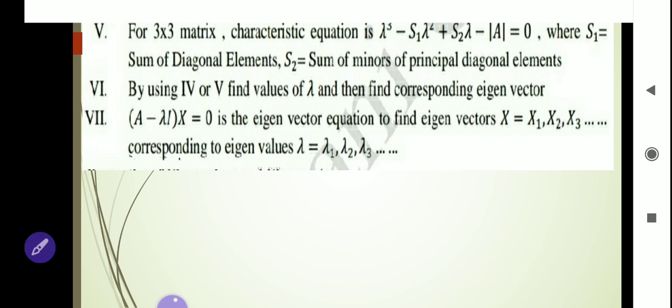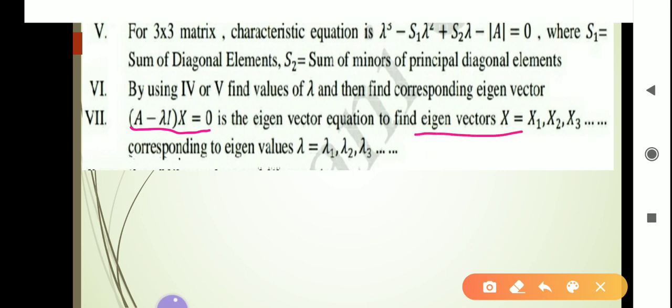Now we have to find eigenvectors. So for the eigenvector, first we have to consider again the characteristic matrix, A minus lambda I into X is equal to 0. Okay, X is the eigenvector, and this is the characteristic matrix. We have to find the eigenvector capital X is equal to x1, x2, x3 and so on, corresponding to the eigenvalues lambda is equal to lambda 1, lambda 2, lambda 3.